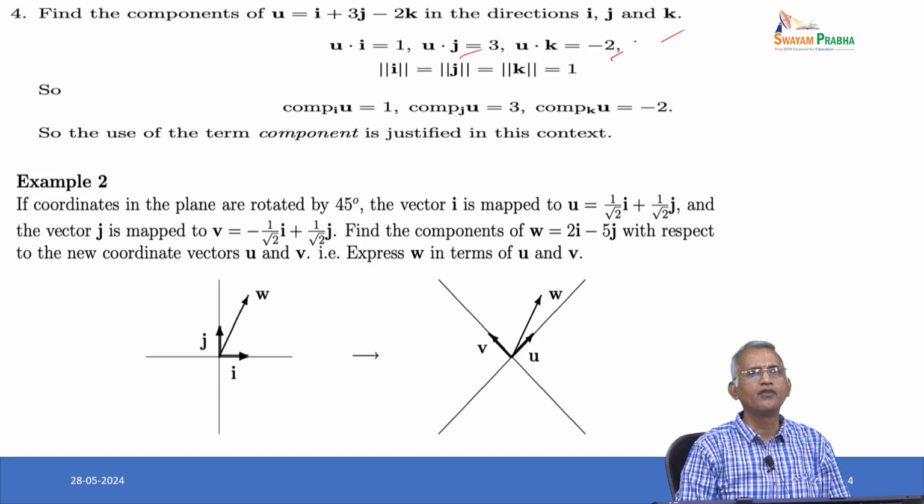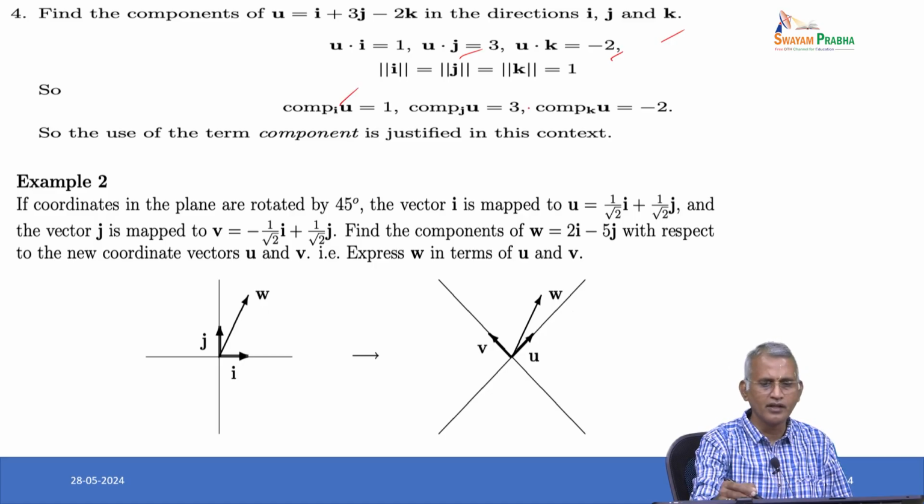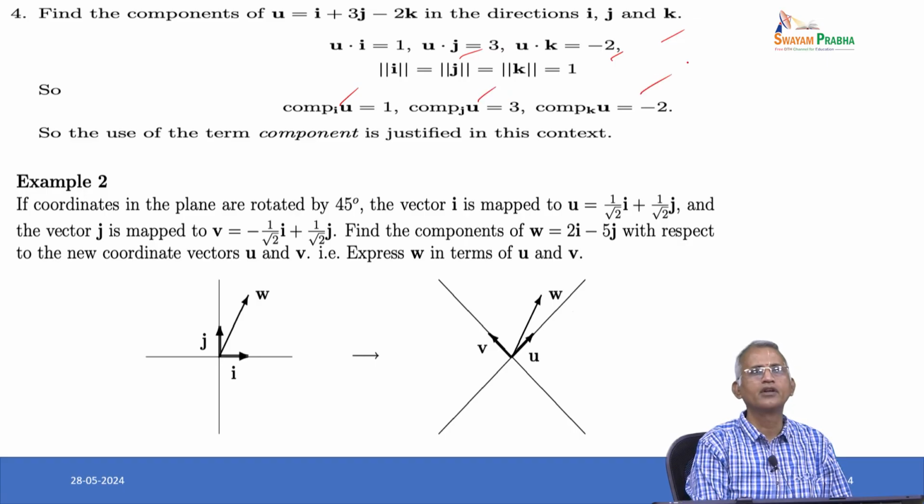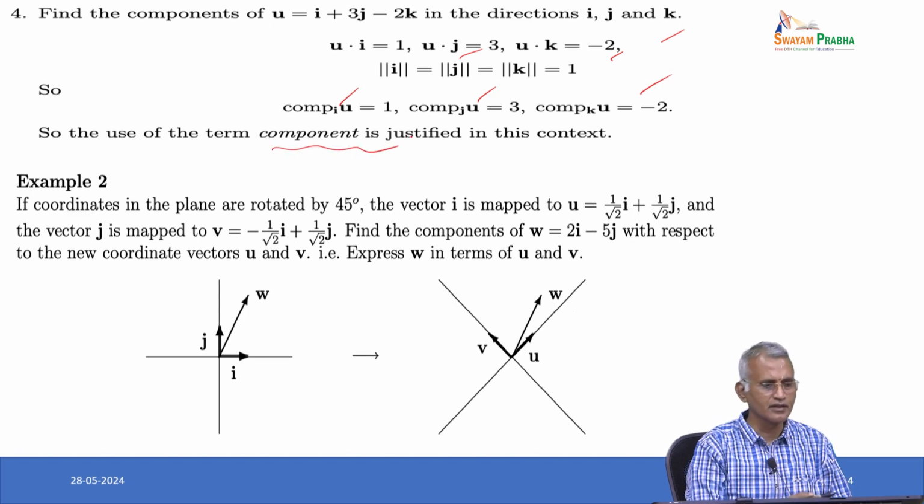Now, the norm of i is equal to root of 1 squared, which is 1; norm of j and norm of k are also 1. Therefore, component of u over i equal to 1, component of u over j equal to 3, component of u over k equal to minus 2. So, the use of the term component is justified in this context. Now, let us go to example 2.